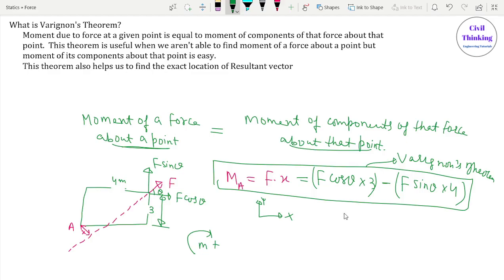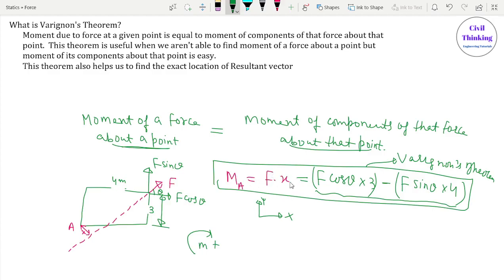Now how did we solve our problem? You see, initially X was unknown, but when we find the moment due to components, which is F cos theta multiplied by 3 and F sin theta multiplied by 4, we don't need X here, right? As you can see, there is no X right here.